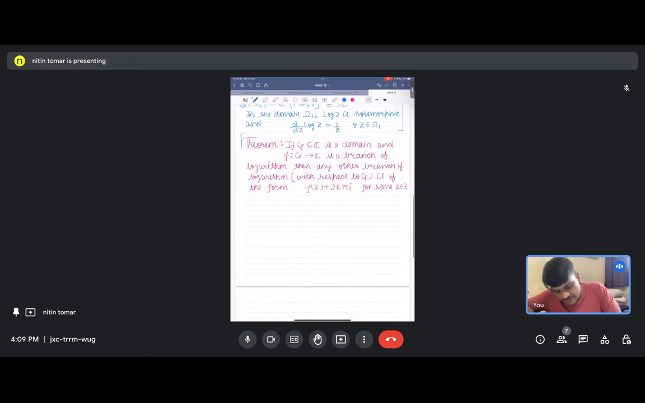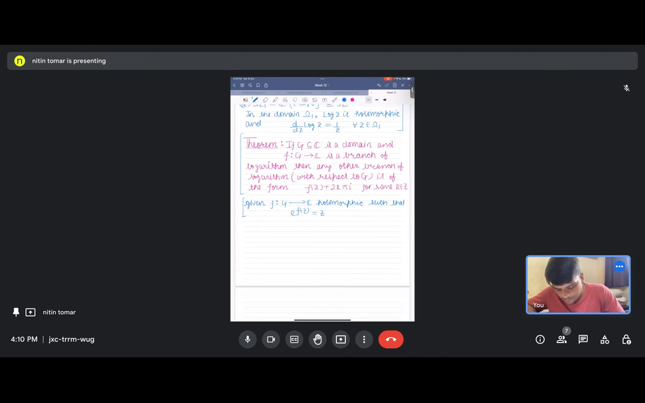So what is this theorem trying to say? If you are given f, a holomorphic function, a branch of logarithm, such that e power f z is z, this is what we mean by a branch of logarithm, correct?